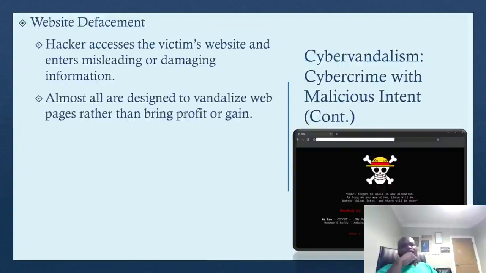Website defacement is another type of cyber vandalism. The hacker will access the victim's website. They'll typically enter misleading or damaging information. Almost all are designed to vandalize web pages, whether they bring profit or gain.